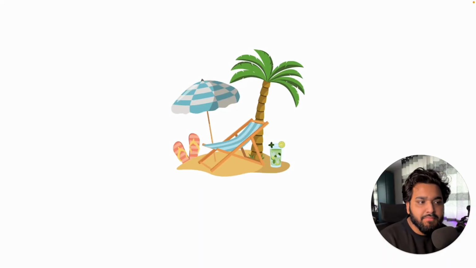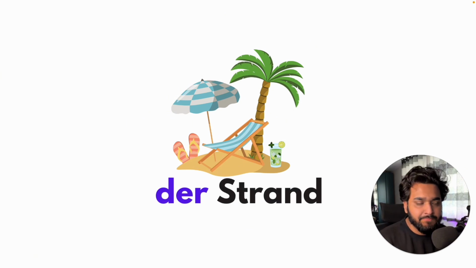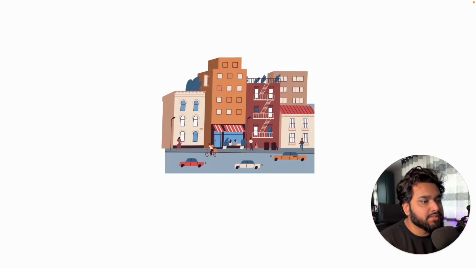How do you say beach in German? 5 seconds. 1, 2, 3, 4, 5. This one is called der Strand. Der Strand. Okay, der Strand, the beach. Okay, let's move on to the next picture, which is, you can see, it seems like a city.